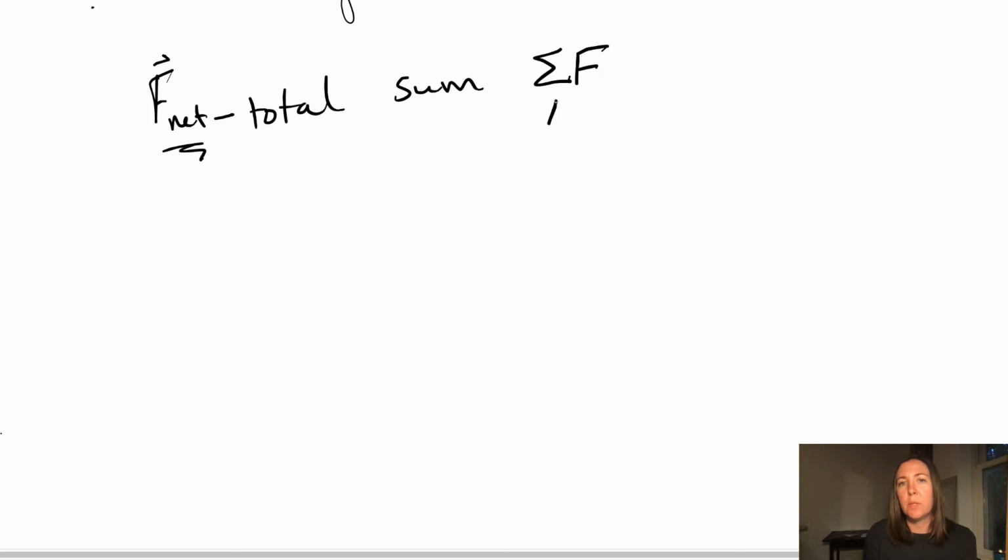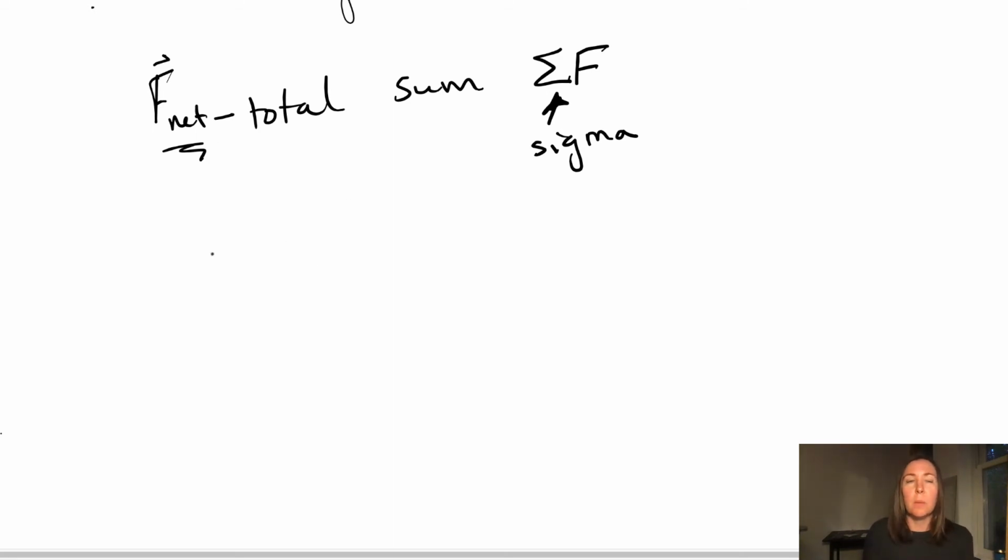A big thing with forces is summing the forces or finding the net force. We're going to talk about that later in this topic section. The net force just means the total force, or the sum of the forces. For the sum of the forces, we use the Greek letter sigma. It just means sum. So net force, total force, sum of the forces, or sigma F, these all mean the same thing.